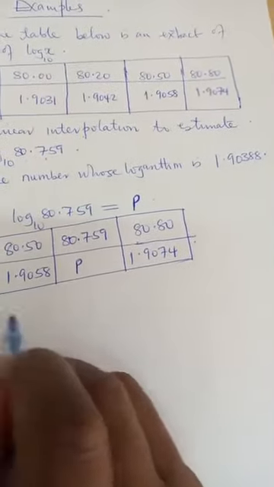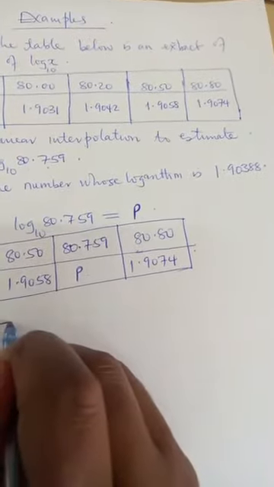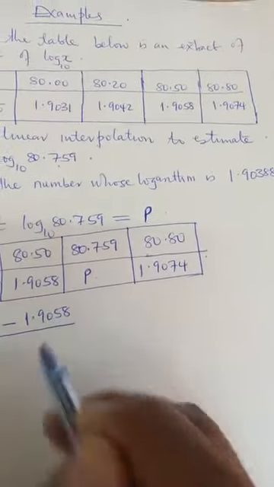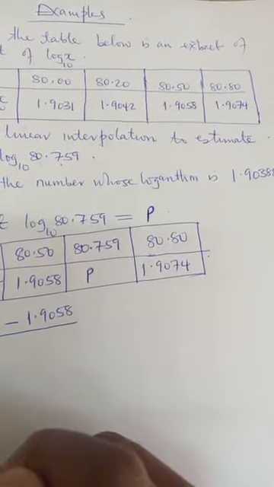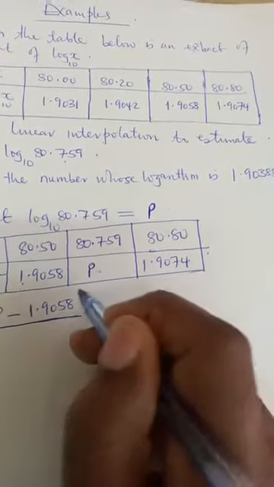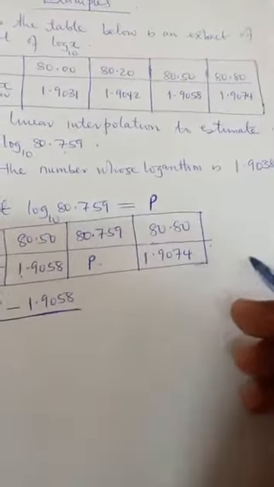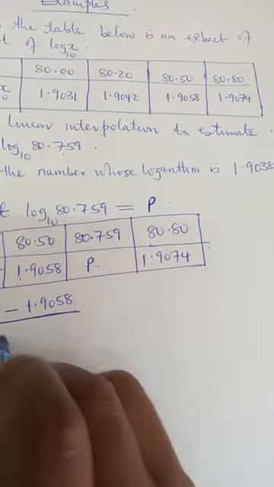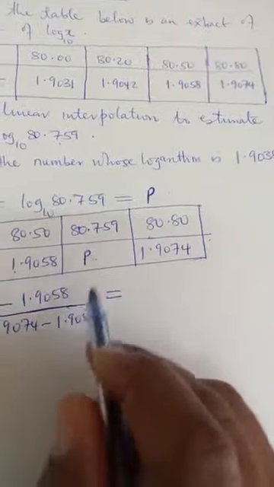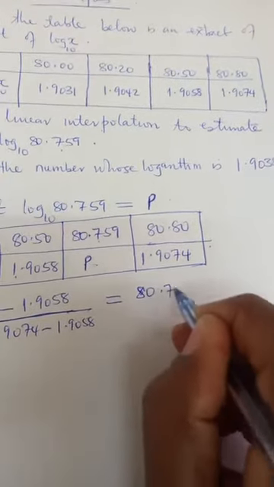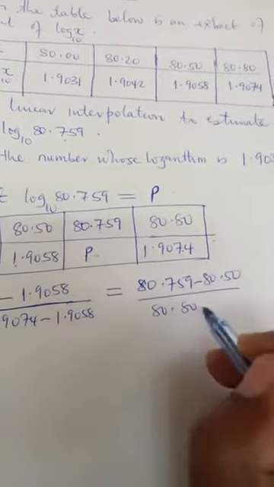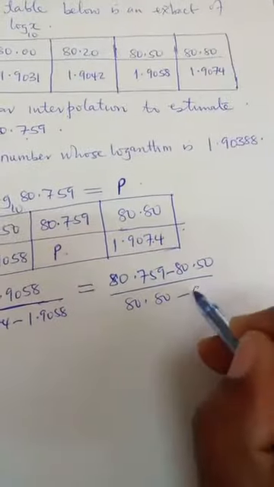So we can say that P, which is what we are looking for, minus the value before, 1.9058, over the change up there, P minus this, the ratio of this over the ratio of the extreme, which is the big minus the small, 1.9074 minus 1.9058, as long as you maintain the pattern, should also be equal to the ratio of the corresponding differences. 80.759 minus 80.50 over 80.80, because it corresponds to this, minus 80.50.